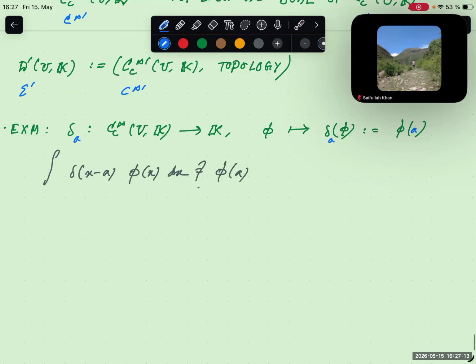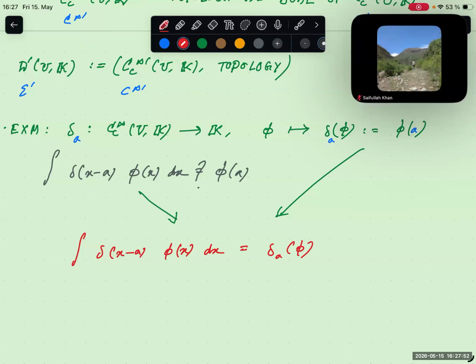So let's do a simple thing. This and this tell us that the integration of Dirac delta phi of x dx is the same as Dirac delta A of phi. Right? That's the logical thing.